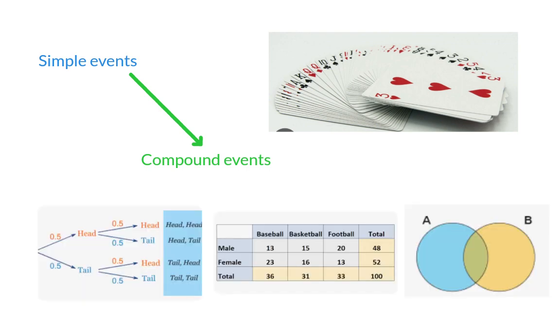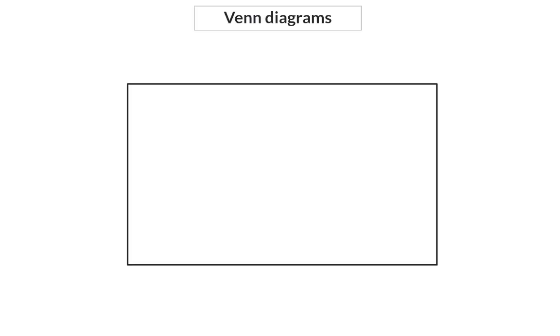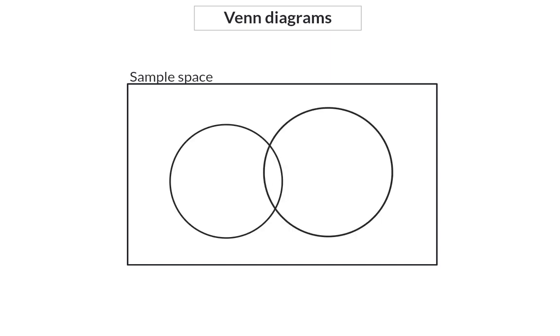In grade 9, we had a look at tree diagrams as well as two-way tables. And now we're going to have a look at Venn diagrams. For a Venn diagram, we start with a rectangle, and inside the rectangle is the whole sample space, meaning all the possible outcomes. In this rectangle, we then indicate the different events that we are looking at with circles.